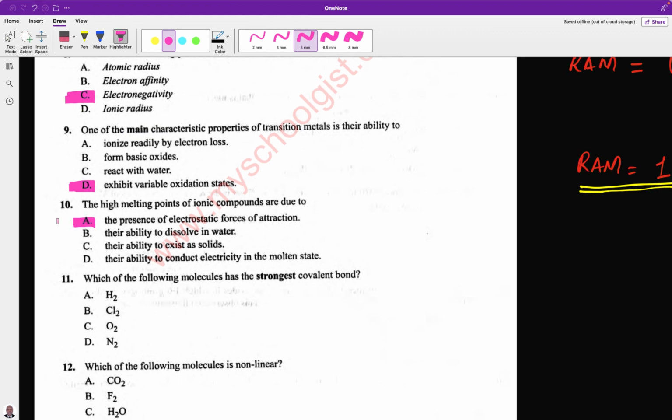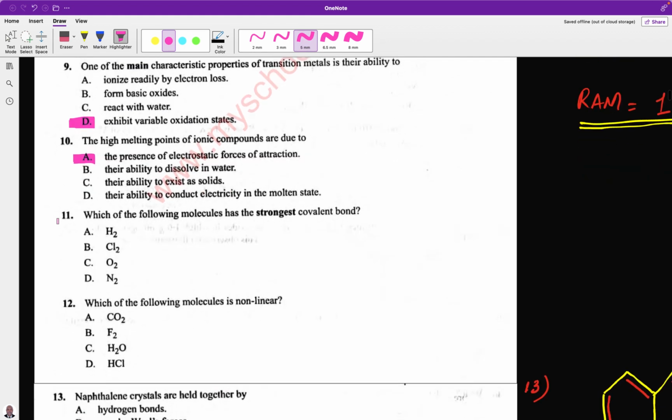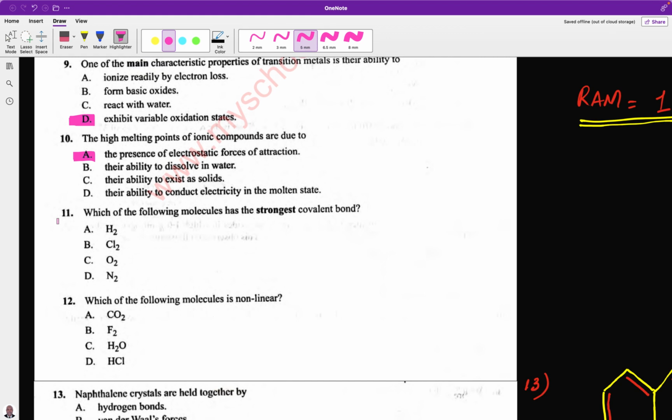Now, let's go to question number 11. Which of the following molecules has the strongest covalent bond? Remember, for the purpose of revision, dear learners, what will determine the strength of the covalent bond is the number of bonds that are there. Remember that double bonds are stronger than single bonds. Triple bonds are stronger than double bonds.